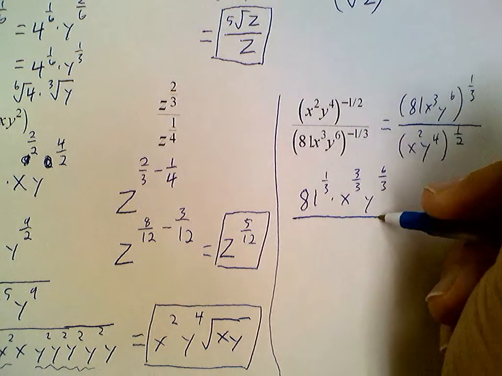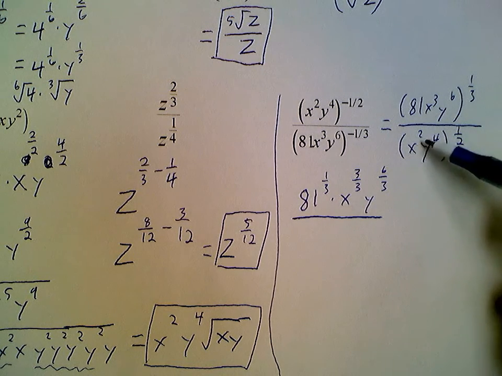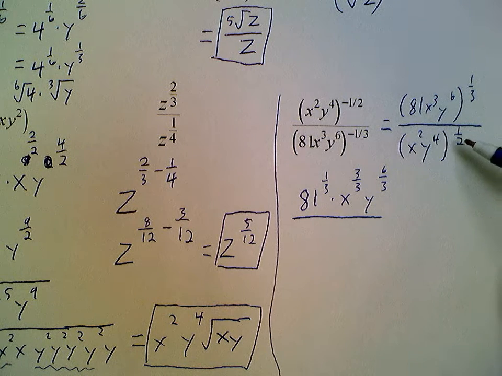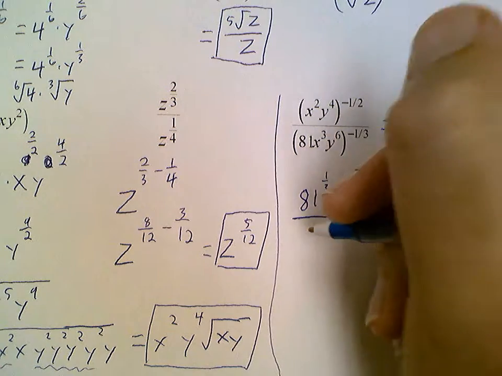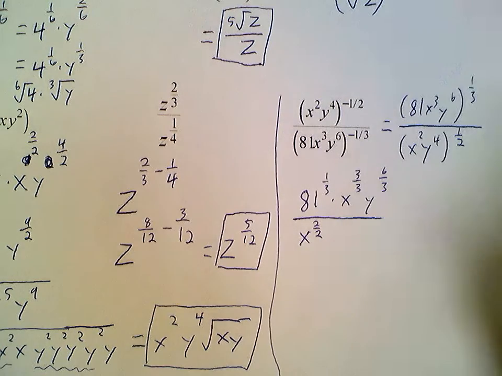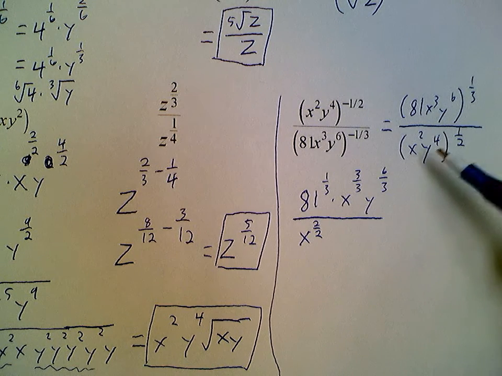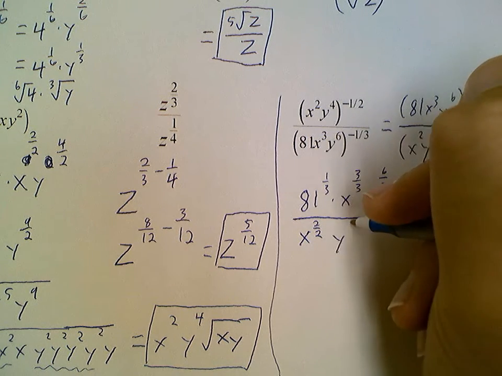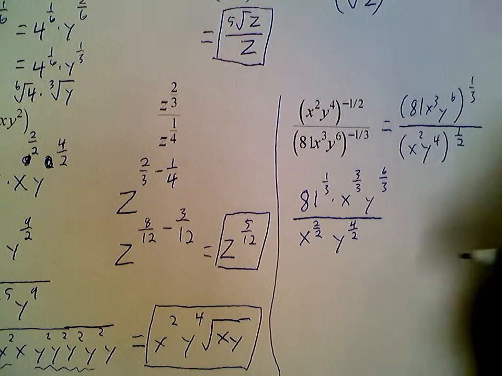I'll do the denominator here quick first. So same thing, I got x squared to the 1/2. So 2 times 1/2 is 2/2. So I'm going to make that x to the 2/2. I got y to the 4th to the 1/2. So 4 times 1/2 is 4/2. So I got y to the 4/2.